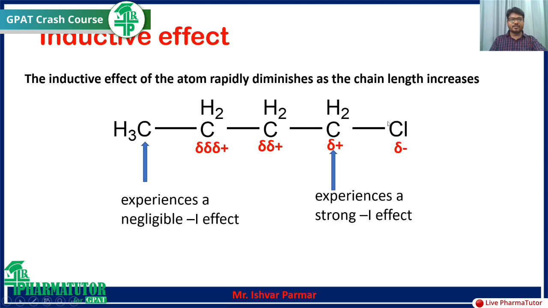You can see this chlorine is electron withdrawing in nature, so it possesses a partial negative charge. Next to the chlorine atom is a carbon atom. This first carbon atom has a partial positive charge, and the next atom has a somewhat lesser partial positive charge, and then less still. So at last it experiences a negligible negative inductive effect. So here is a transmission of this effect to the next atoms, but it is in a shorter range.